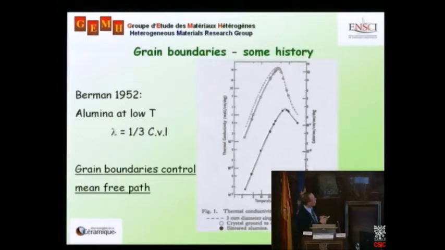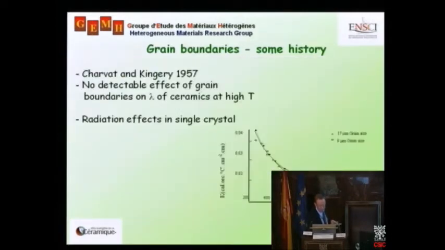Well, this is again the role of the mean free path. The mean free path here is controlled simply by the grain size, in other words, the separation between grain boundaries. So the grain boundaries scatter the lattice vibrations. Okay? What happens at higher temperature?